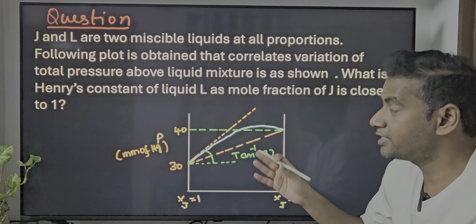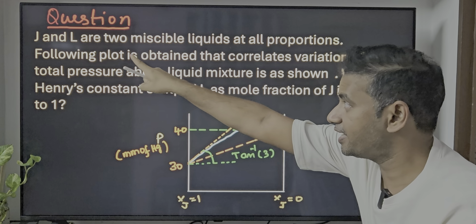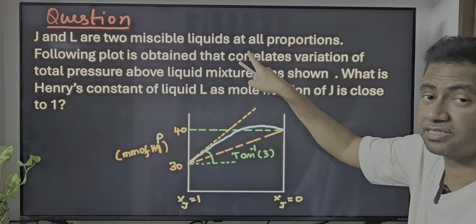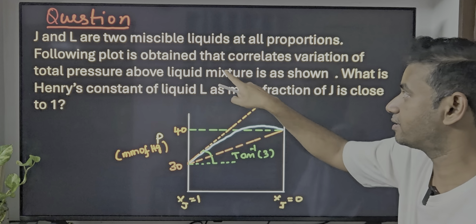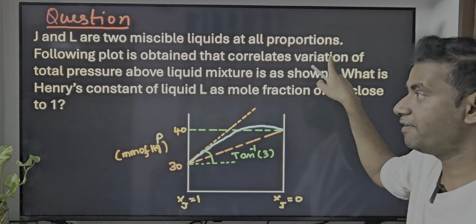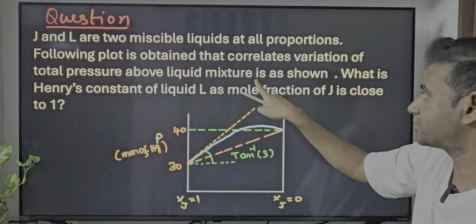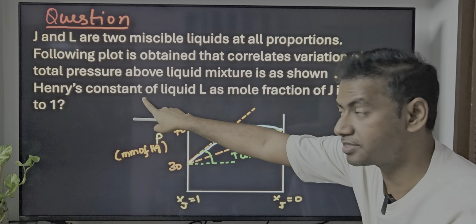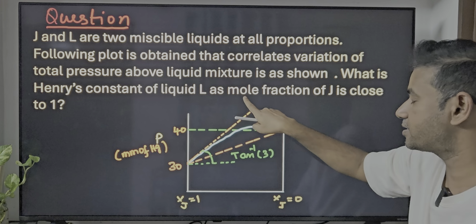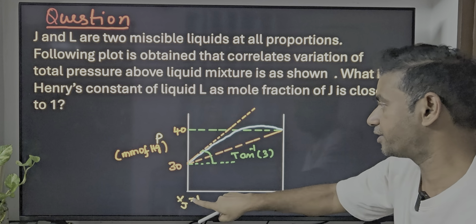Hi, this is the question of today's discussion. J and L are two miscible liquids at all proportions. The plot is obtained that correlates variation of total pressure above liquid mixture, as shown. What is Henry's constant of liquid L as mole fraction of J is close to 1?